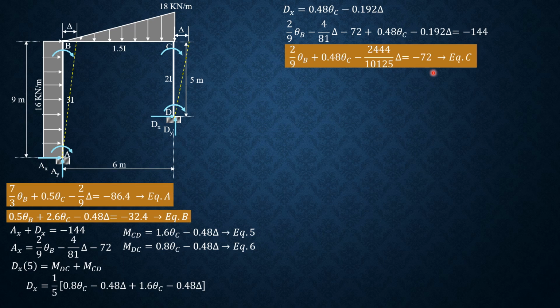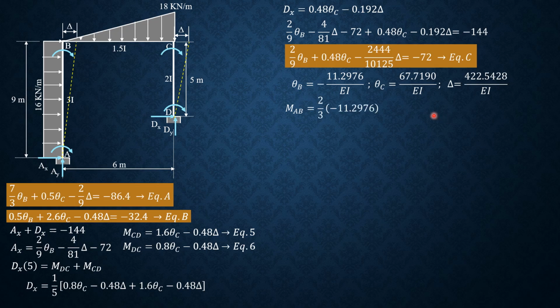Solving equations A, B, and C simultaneously, we get theta B equals negative 11.2976 over EI, theta C equals 67.719 over EI, and delta equals 422.5428 over EI. From here, we can now compute the moments. Moment AB is 2/3 of theta B, negative 11.2976, minus 2 over 9 of delta, minus 108. So MAB is negative 209.430 kilonewton meter.